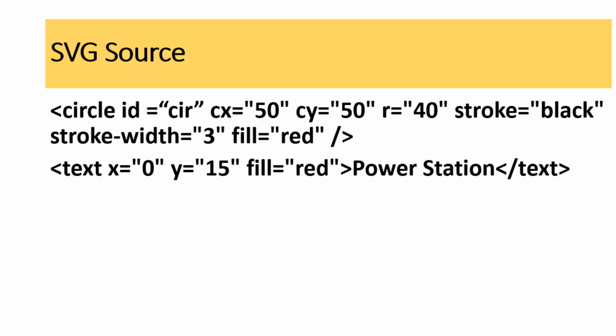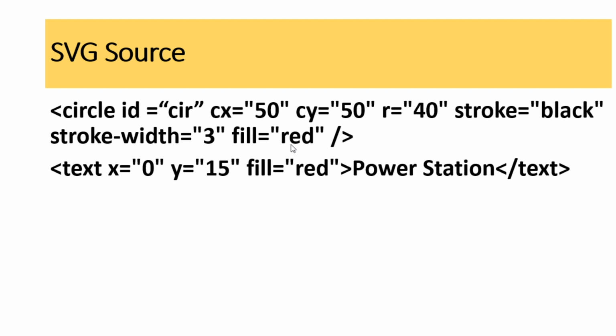So I'm going to create a circle. The tag for the circle is circle, and the ID name I'm going to give is CAR, and this is your circle x coordinate value 50 and y coordinate value 50, and the radius is 40, and the stroke I'm going to give as black, and the stroke width is going to be 3, and the fill color is going to be red. So stroke signifies the outer line, and the width of the outer line is 3, and the fill color I'm going to keep as red.